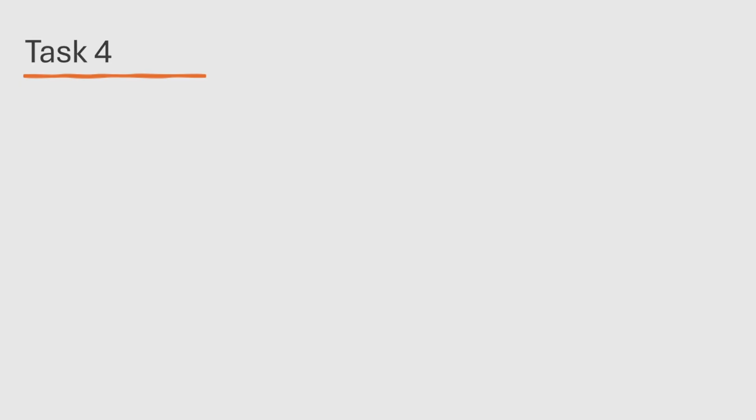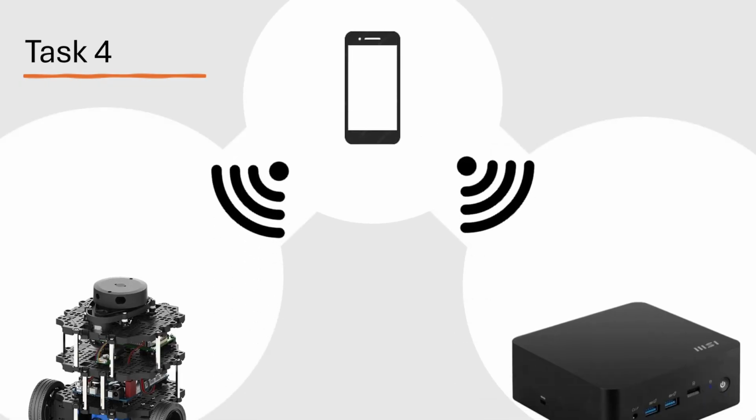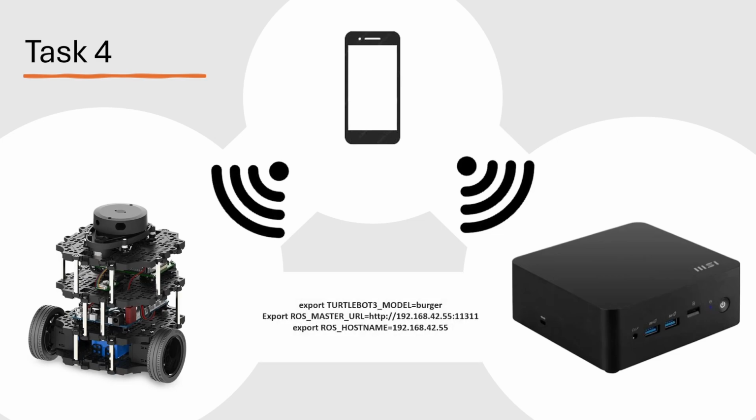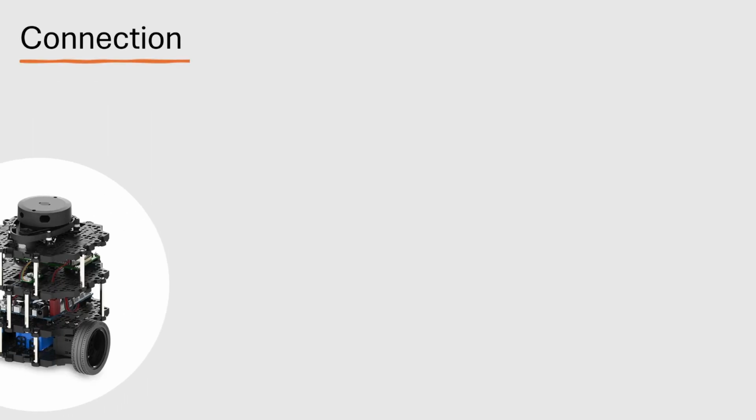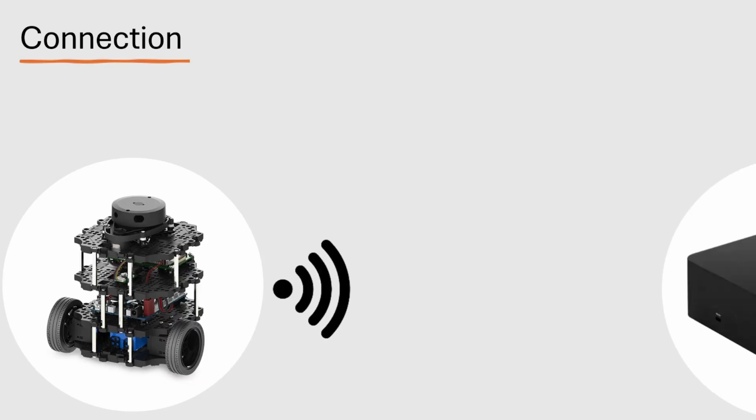Finally, Task 4 required us to network the Turtlebot 3 with a remote PC and perform teleoperation over Wi-Fi. Both the robot and the PC must share the same wireless network, and we configured their ROS environment variables so that they communicate with one another seamlessly. In our setup, the Turtlebot 3 serves as the ROS master, and the remote computer connects as a client machine.